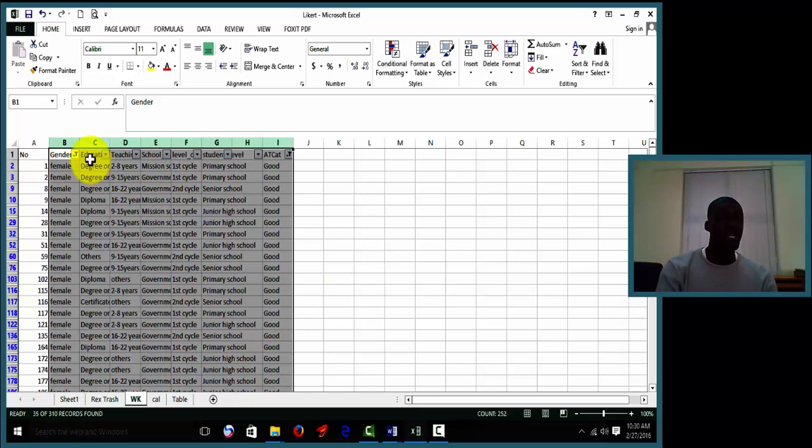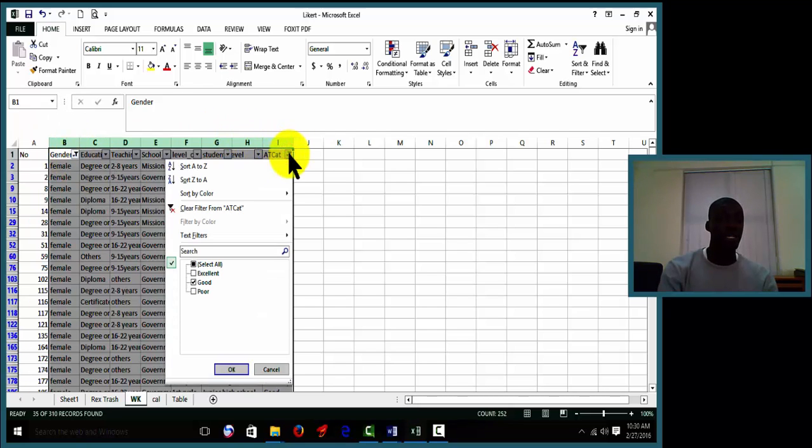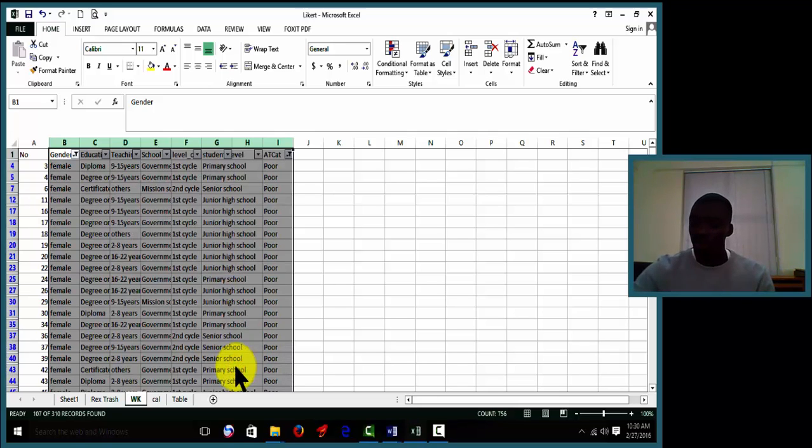So you see, the ones that you are filtering, you realize that there's a funnel on it. So these are the only two things that we are interested in filtering. Then we'll move on to the next one, that is for poor. We just do that and we have 107.